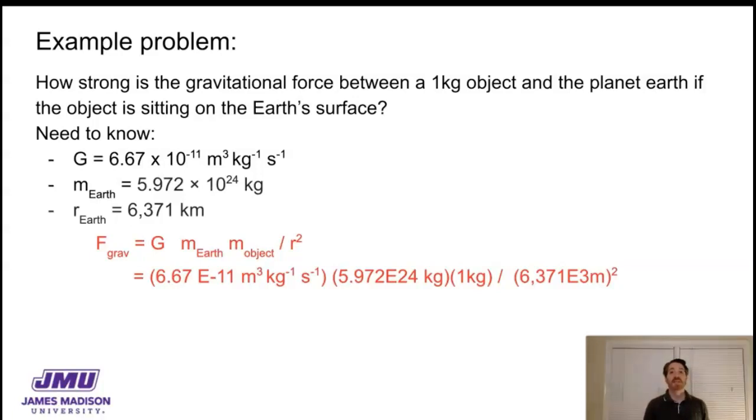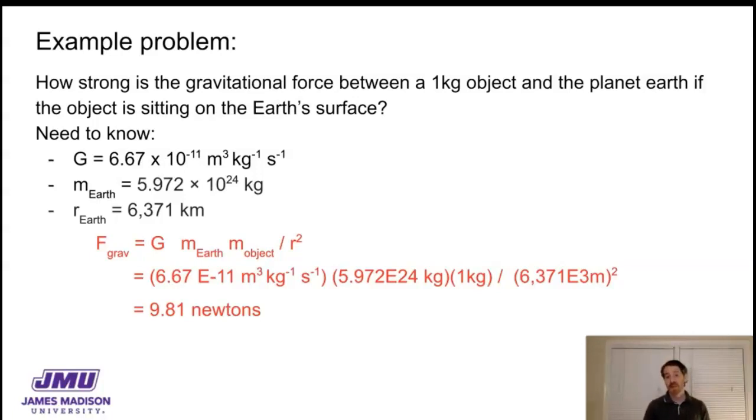Also notice I've taken that distance, which when I looked it up was given in kilometers, and I'm going to have to turn that kilometers into a times 10 to the third, so that my units of distance are meters when I put it into the equation. And so we wind up with 9.81 newtons of force between the Earth and a 1 kilogram object if that 1 kilogram object is on the surface of the planet.